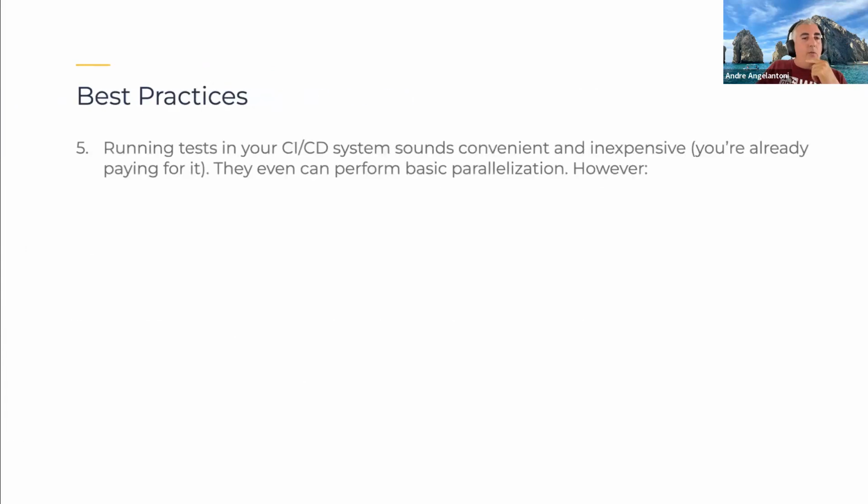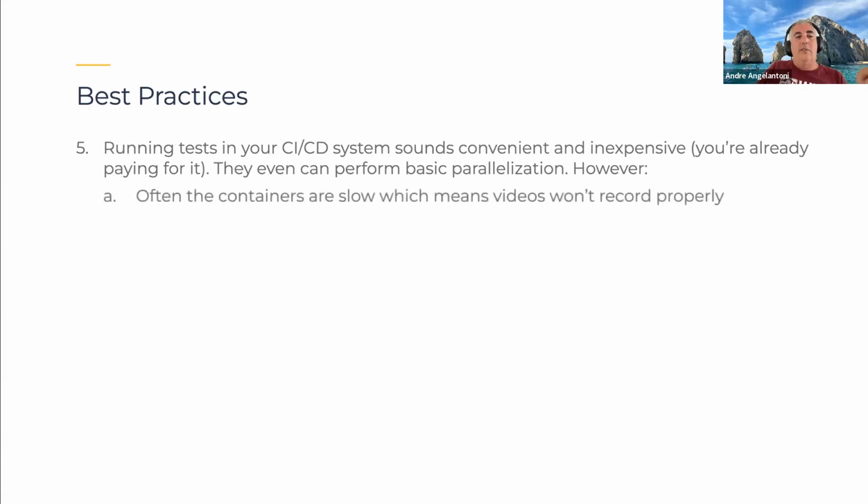Okay, next best practice. Running tests in your CI/CD system sounds convenient and inexpensive because you're already paying for it. They can even perform basic parallelization. So you see this all the time. People are using GitHub Actions because it has this matrix feature where you can actually spin up a bunch of different containers for your tool, and it works, but it sort of only works. Often the containers are slow, and that means that the videos won't record properly. Collecting results has to be manually set up.